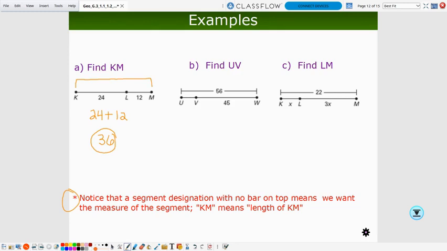For B, it says find U to V. Well, that's not the full distance. It's just a little section of it. If I take the full distance from U to W, which is 56, and subtract the distance from W to V, I'm subtracting this distance away, subtract 45, we'll get the length of UV, which in this case is 11.